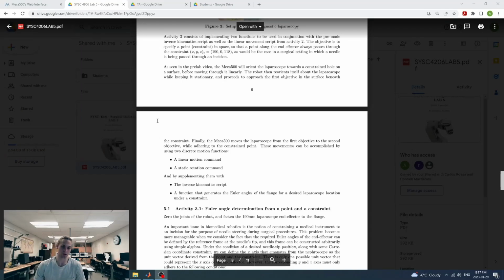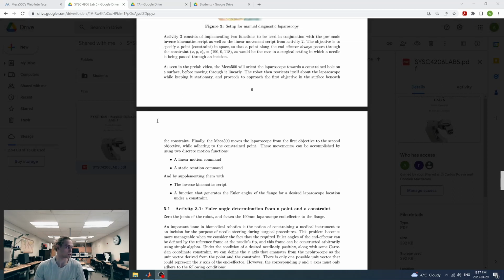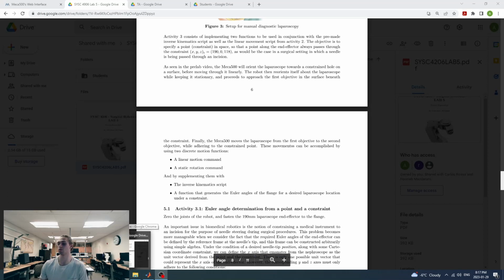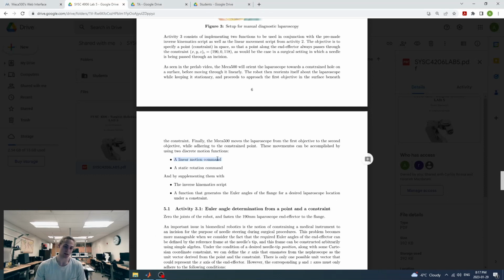During that sequence of motions, we had a few things that we want to do without just using the web interface commands. We want to move the needle in a straight line along the x-axis of the tool reference frame. We want to be able to rotate about the x-axis of the tool reference frame, to get a nicer joint set to operate underneath the cup. And then we've already got the inverse kinematic script, which will be used intermittently. And we need to figure out what the Euler angles of the flange should be under the constraint.